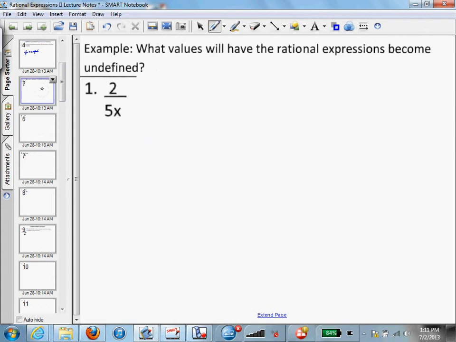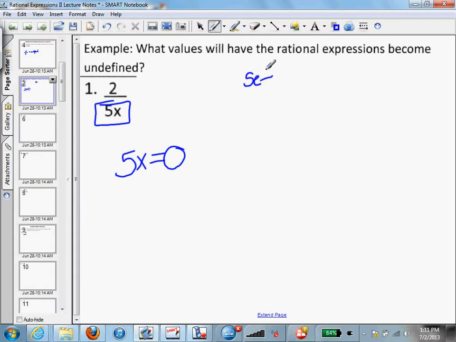Okay, looking at some examples. What values will make the rational expression become undefined? The procedure is to take the denominator alone, leave the numerator by itself, and set it equal to 0 and solve for the variable.